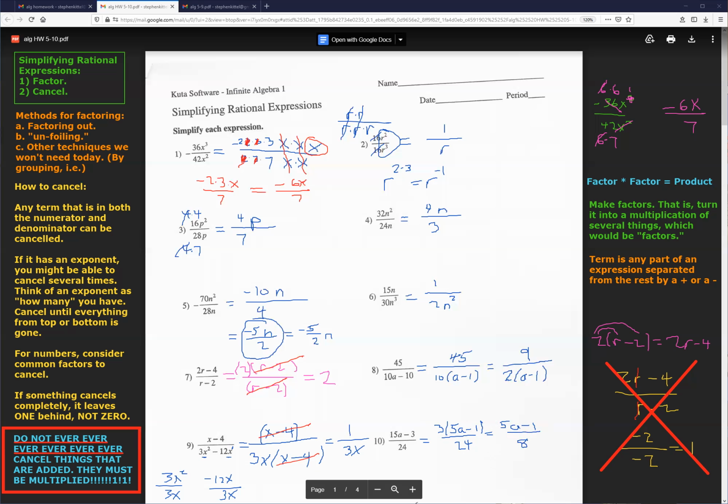So there is your complete first page. There are 2 pages of this, so we're not done. We're going to keep going. But that should illustrate for you everything that needs to happen here.